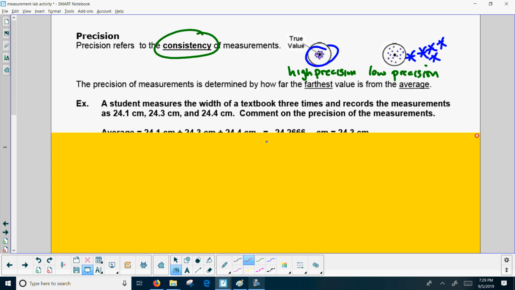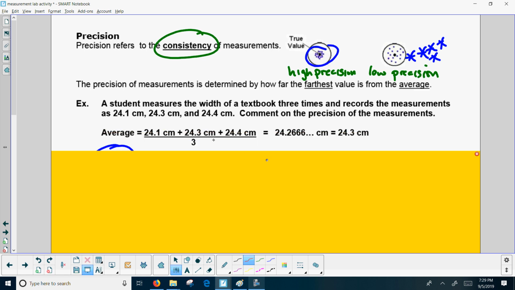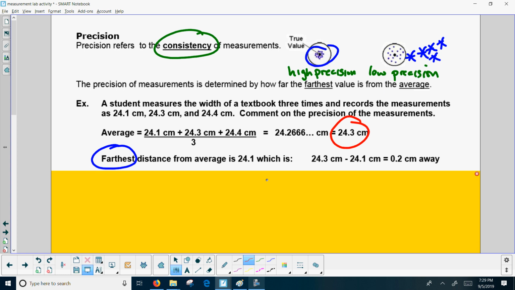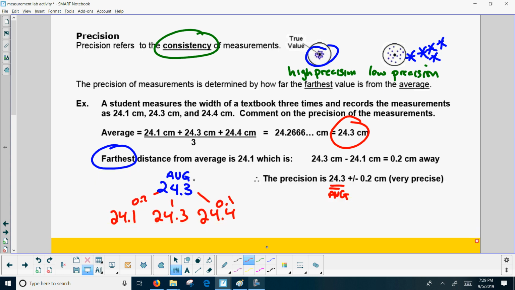So you do the average, and again, you round to appropriate significant digits. So here it should be 1 decimal place. So your average is 24.266 repeating. So 24.3 is my average over here. Now, what I'm going to do is I'm going to look at the worst measurement from my average. So here's my average, 24.3. And then I'm going to be comparing 24.1. So I'm off by 0.2 centimeters.